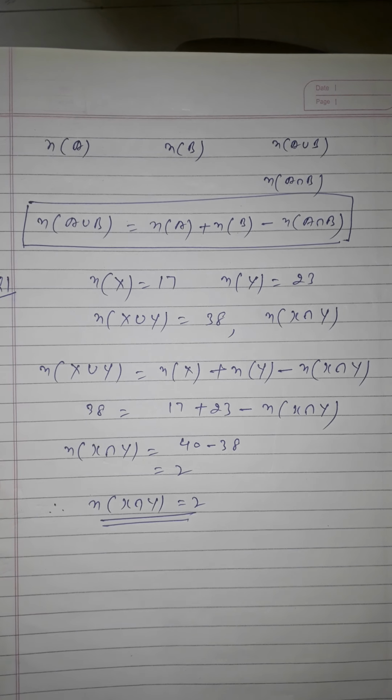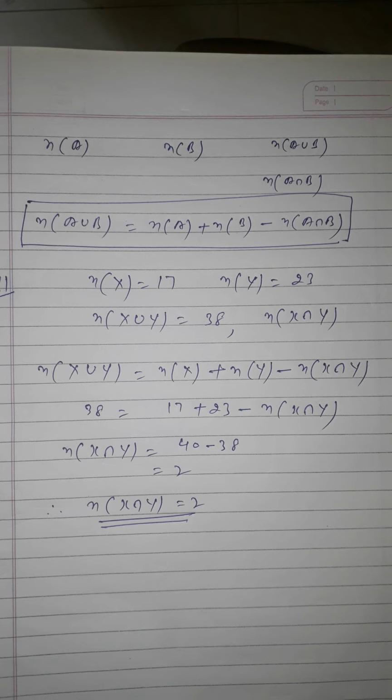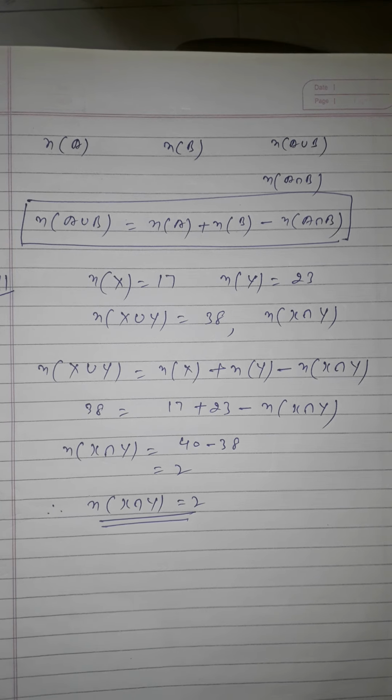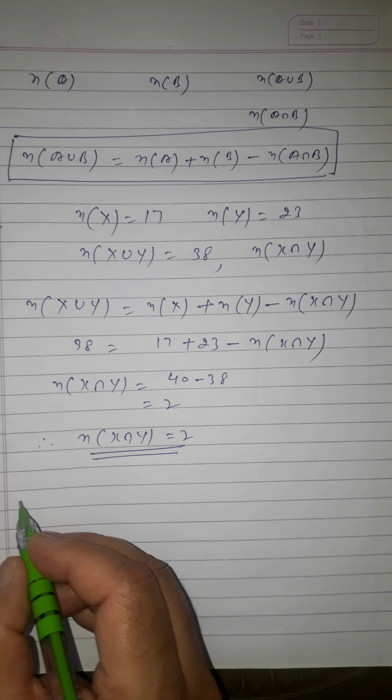Students, means while we will do the intersection of x and y, whenever we do the intersection of these two sets x and y, in that case the number of elements that we have will be 2, students. So after that let us come with the question number 2, students.